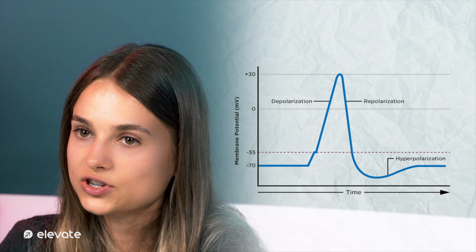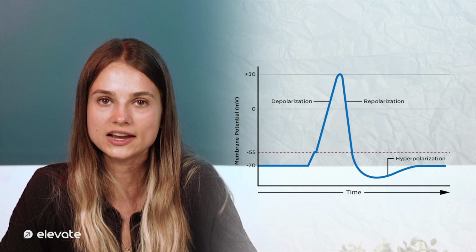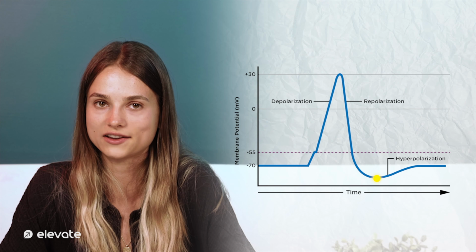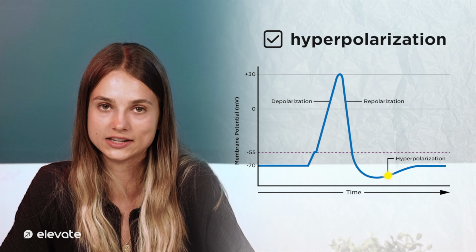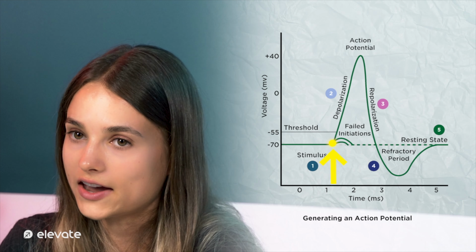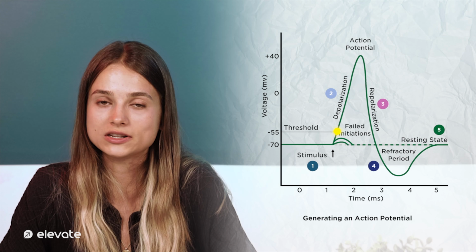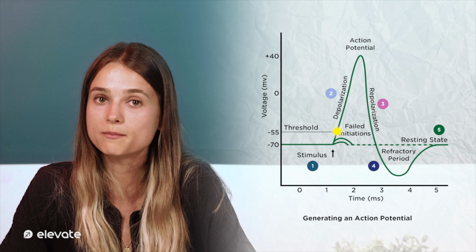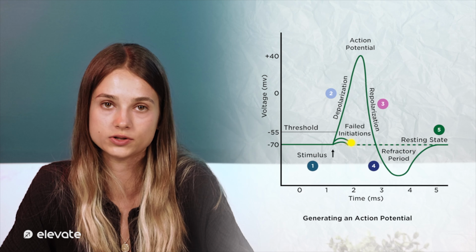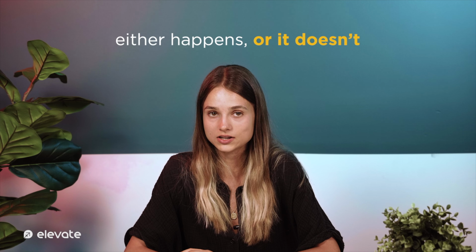Now, these potassium channels are a little bit slow to close, and for a brief period, our membrane potential becomes a little bit too negative. This is called hyperpolarisation. You might hear action potentials being referred to as all or nothing events. This is because the threshold potential of -55 millivolts must be reached, or no action potential will occur and no neuronal signal will be fired. You can't have a partial or small action potential. The action potential either happens or it doesn't.